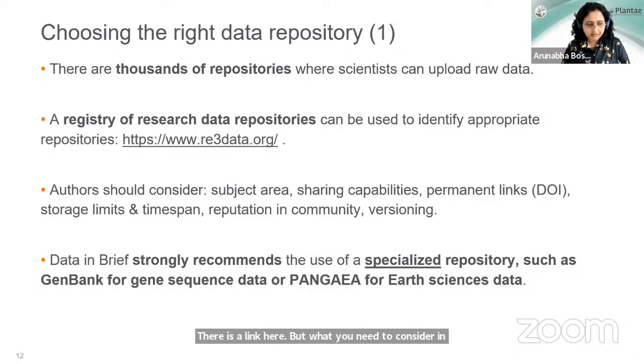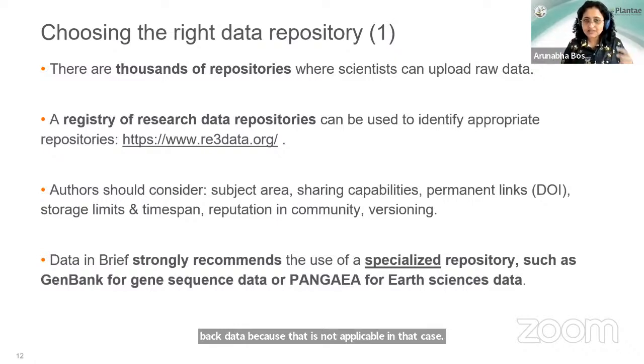So for instance, if I have data from earth sciences, I would usually discuss this with someone in my lab or with my PI and see what sort of repositories they are used to using. So if I have something in the earth sciences, I would upload it in something called Pangea, for example. I would not, for instance, upload it in a repository that handles nucleotide sequences or GenBank data, because that is not applicable in that case. So that is something you need to consider.